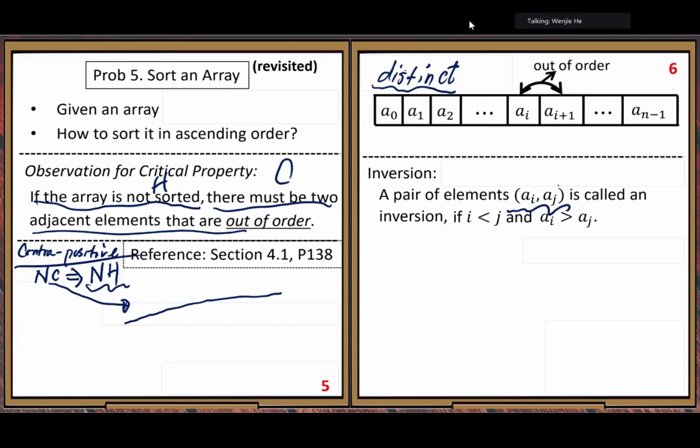And so this critical property we discussed the last time. Basically, if the array is not sorted, the main reason is there exists at least one inversion. How about that? There exists one inversion. That's the reason the whole array is not sorted.